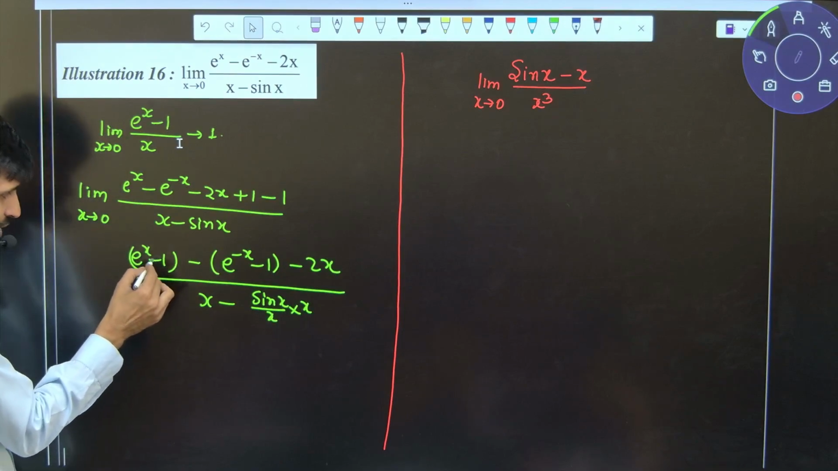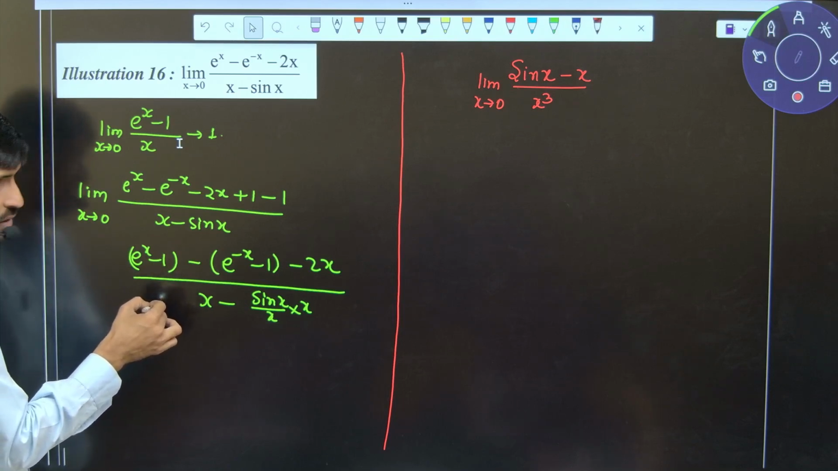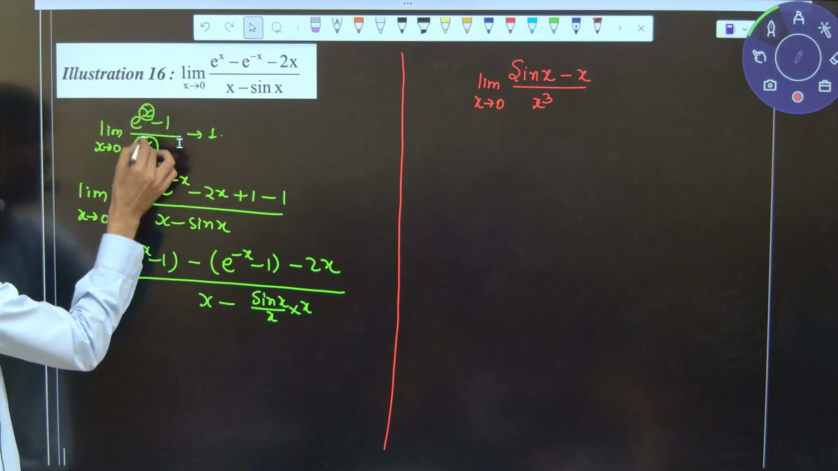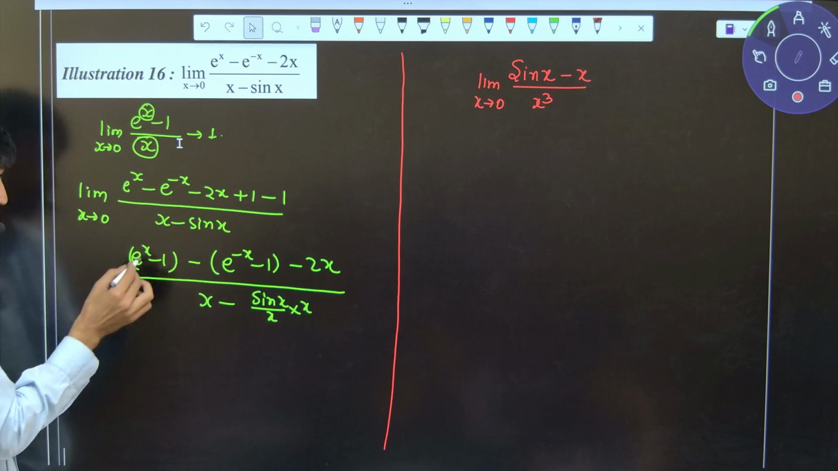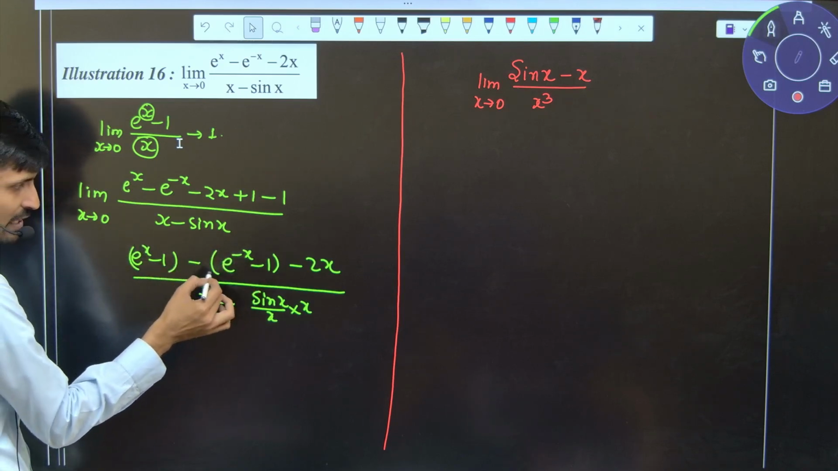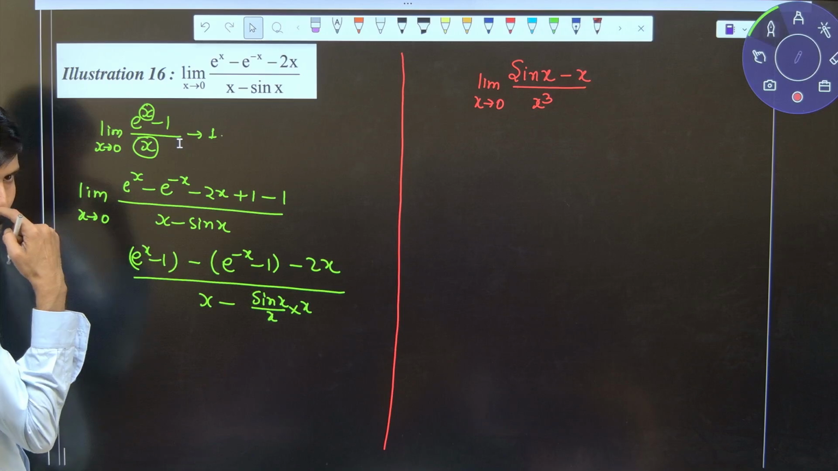e raised to minus x, what does it want? x in the denominator. That formula means whatever is in the exponent, the same thing we want in the denominator. So here the exponent is x, which means we want x in the denominator. Here the exponent is minus x, we want minus x in the denominator. And here we don't want anything.